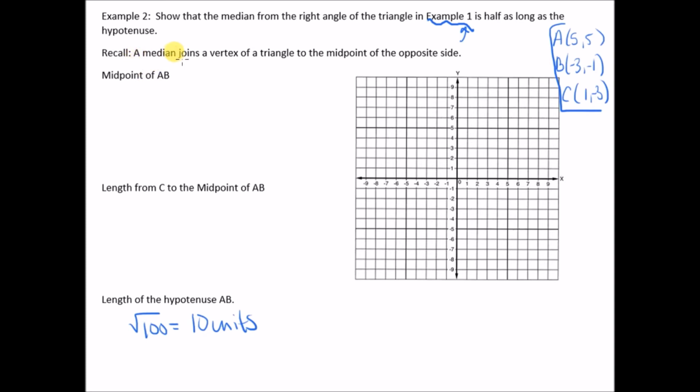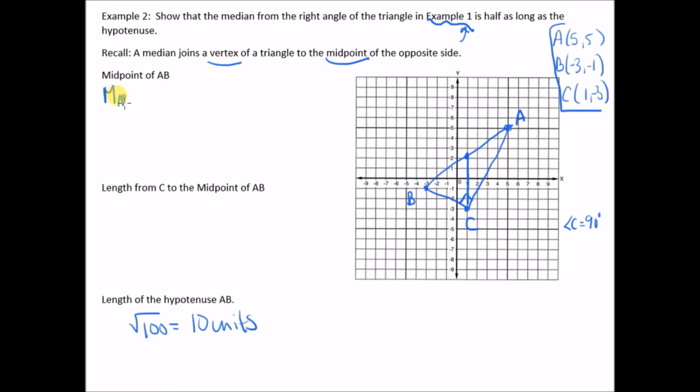So recall, a median joins a vertex of a triangle to the midpoint of the opposite side. So if we were to graph this triangle, so 5, 5, negative 3, negative 1, and then 1, comma, negative 3. Okay, we can see, and we remember from example 1, that angle C is 90 degrees. Okay, so we want to go from C to the midpoint. So this around here looks like the midpoint, but let's double check algebraically.